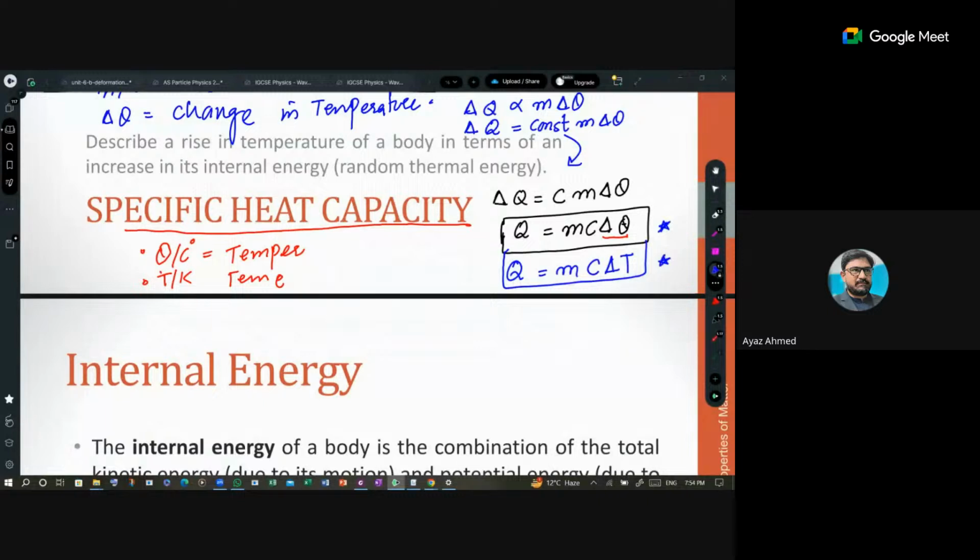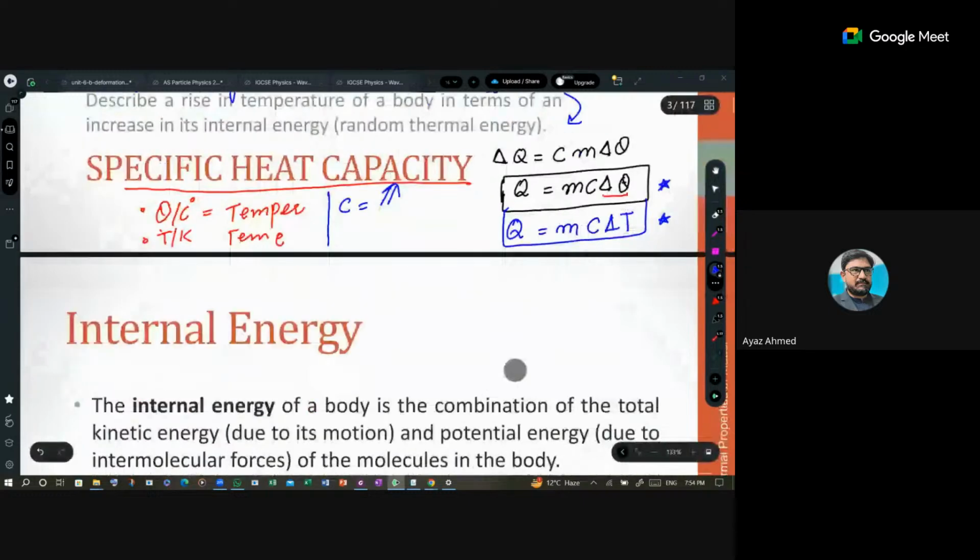So I was talking about that. Here, what is this C? C is actually this specific heat capacity, this one, what I have written at the top. So when we talk about this specific heat capacity, it means that this specific heat capacity is the property of the substance. So it would become Q divided by m delta theta.